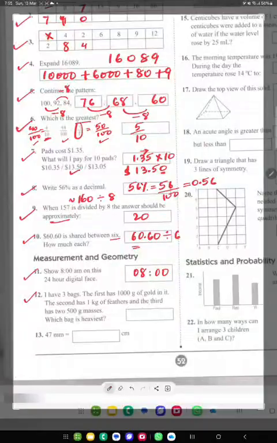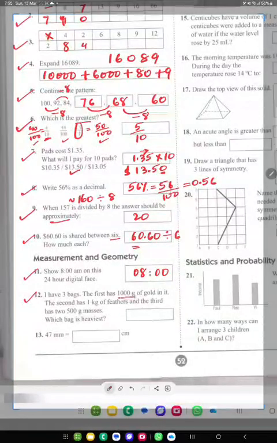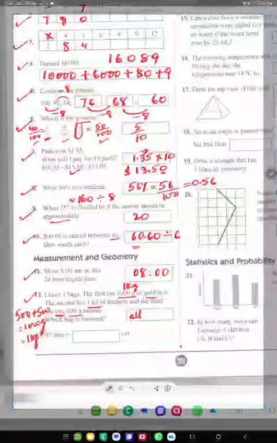I have 3 bags. The first has 1000 grams of gold in it, second is 1 kilogram of feathers, and third is 2 of 500 gram masses. Which bag is heavier? See, 1000 grams is 1 kilogram, 1 kilogram is 1 kilogram, 2 500s means 500 grams plus 500 grams, which is again 1000 grams, which is 1 kilogram. So they are all the same. So you can write all same.